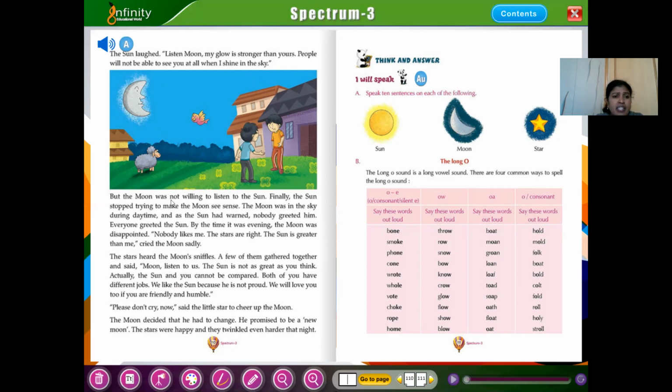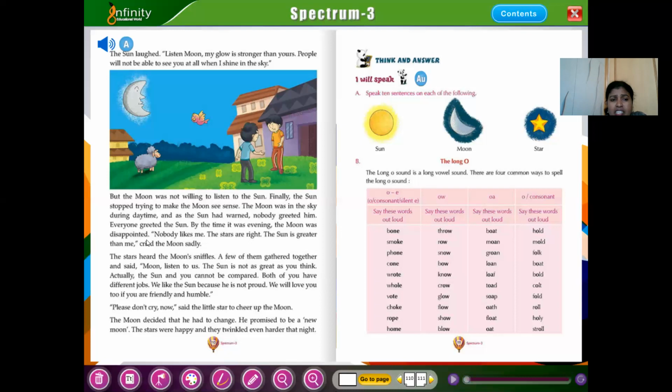Then the moon was in the sky during the daytime. And as the sun had warned, nobody greeted him. Nobody greeted the moon because the sun's glow is very strong. Because of that, the people can't see the moon in the sky. Everyone greeted the sun. Everyone wished the sun. By the time it was evening, the moon was disappointed. The whole day, nobody greeted the moon. Only everybody greeted the sun.